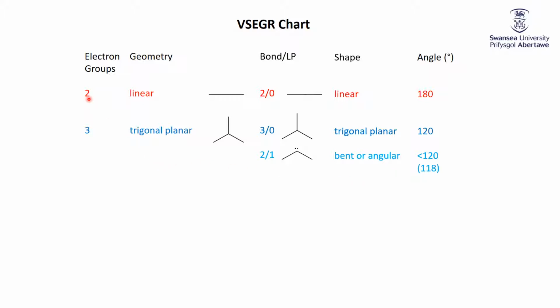Two groups of electrons, really dead easy. Both of them will be bonding groups, otherwise there's no point to it. When you've got three, you can have three bonding groups and no lone pairs, or two bonding groups and one lone pair. In each case, the electron groups are trigonal planar, but in one of the cases you don't see one of the electron groups because it's a lone pair, so its shape is different, its shape is bent.